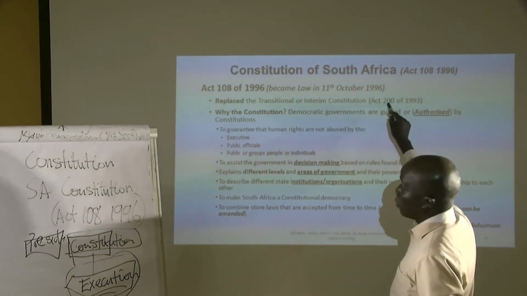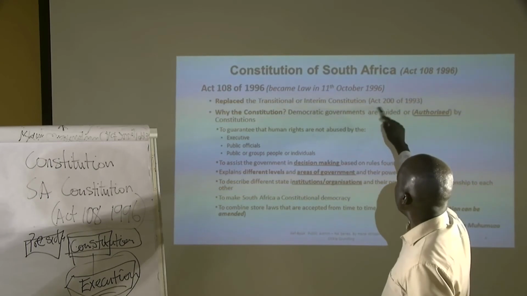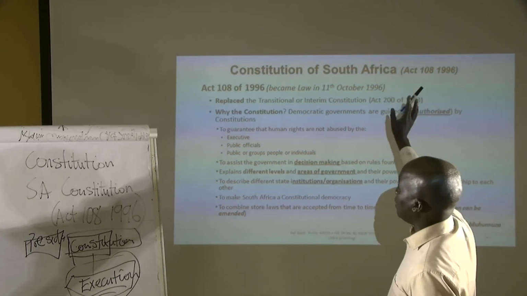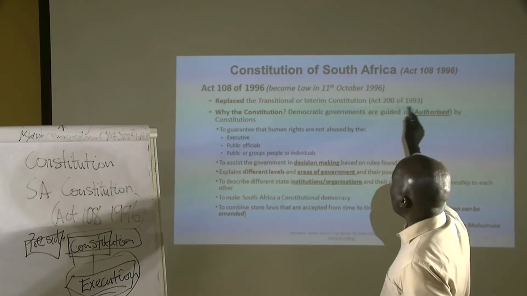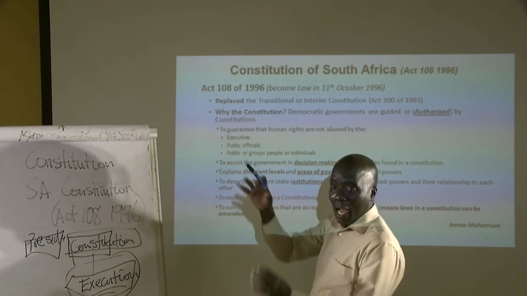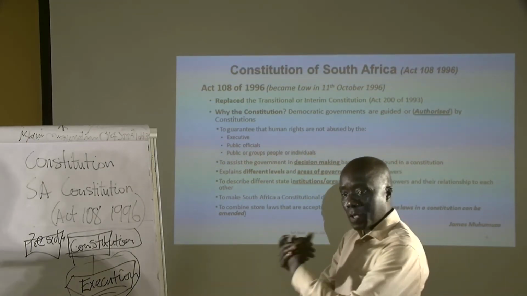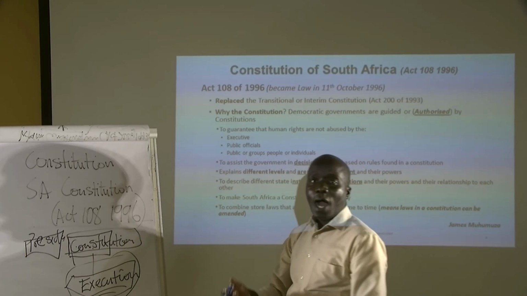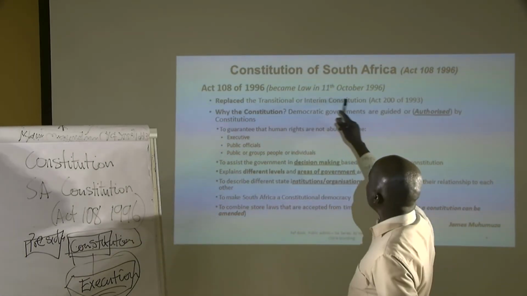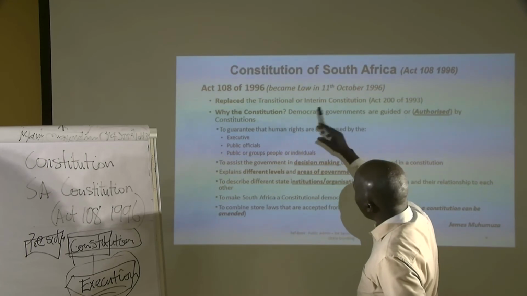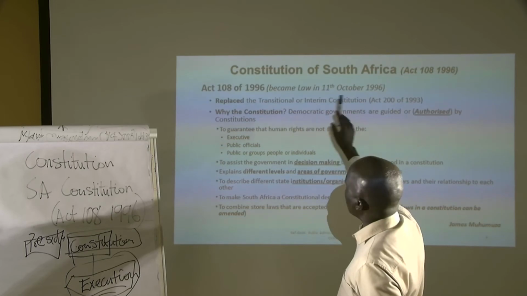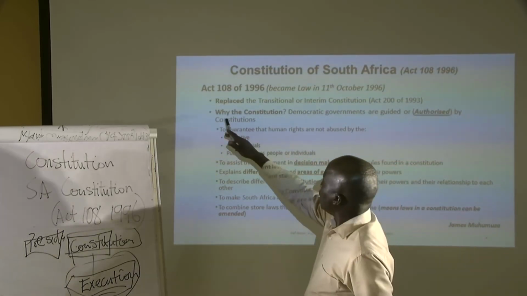It replaced the transitional, interim constitution. Remember, our interim constitution is Act 200 of 1993. It was only temporary, to make sure there would be an interim government so that people could vote by 1994. Once the voting happened, after two years the final constitution was completed and came into play, and the interim one was now obsolete.